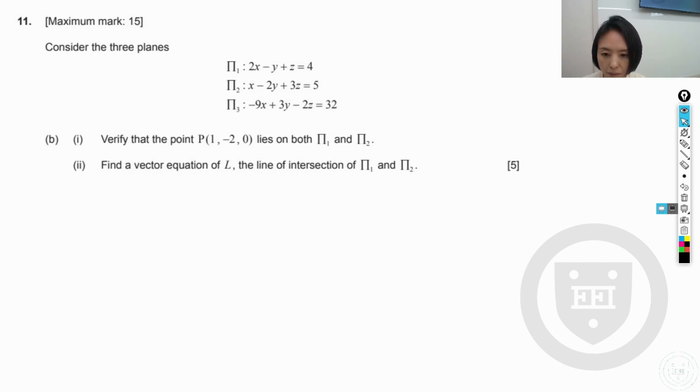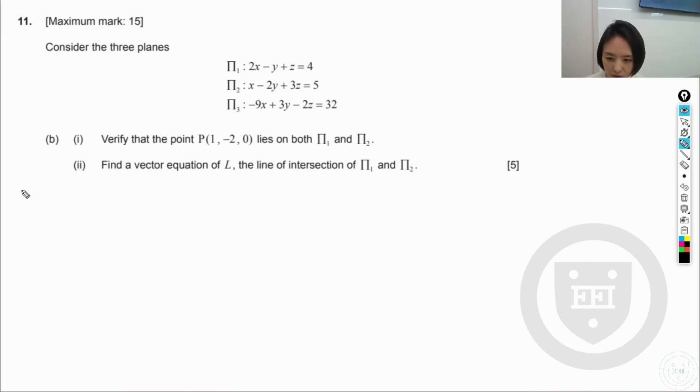Okay, let's start part B. Verify that the point P lies on both pi1 and pi2. For the first part of B, checking whether point P lies on planes pi1 and pi2, let's just plug the point in. The Cartesian form of the plane is given, so we plug 1, negative 2, 0 into x, y, z. For pi1, we get 2 times 1 minus negative 2 plus 0, which is 2 plus 2, which is 4.